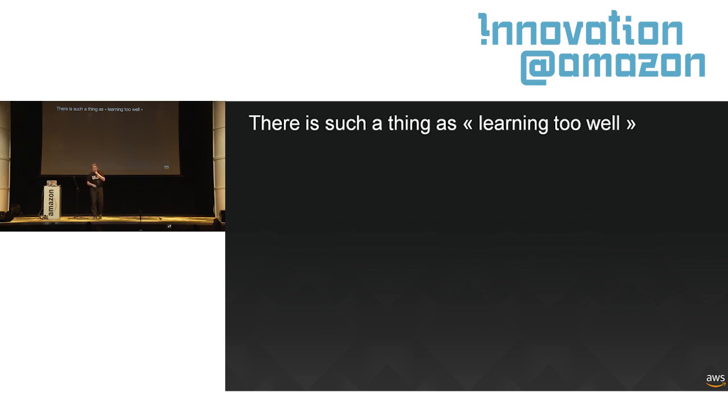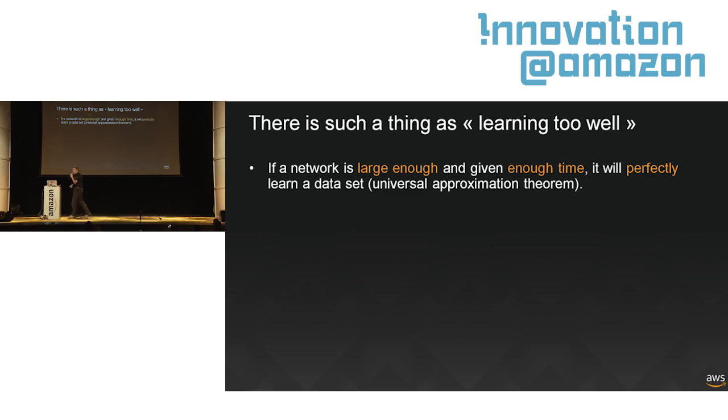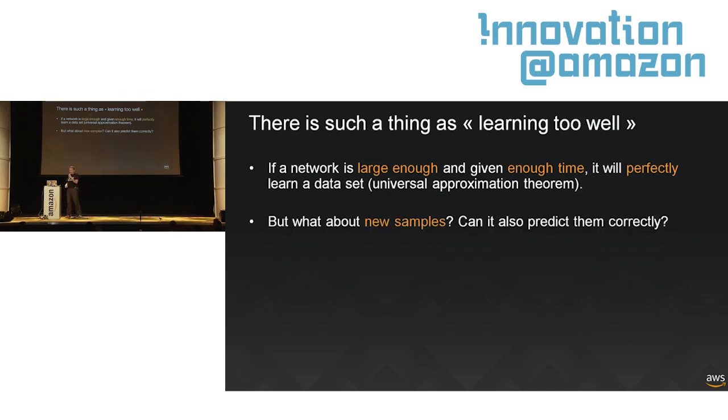Well, the problem is there is such a thing as learning too well. Theory says that if a network is large enough and if you give it enough time and data, it's going to learn it perfectly. And when I say perfectly, I really mean 100%. So all the math majors out there can rejoice: it's perfect, 100% accuracy. The thing is, it's 100% accuracy on the training set.